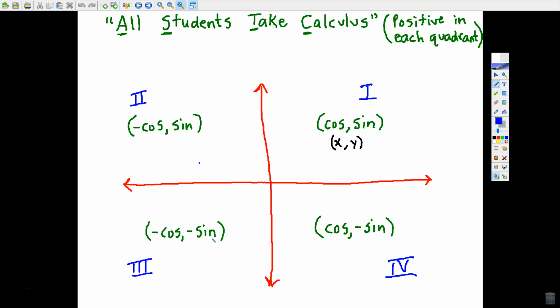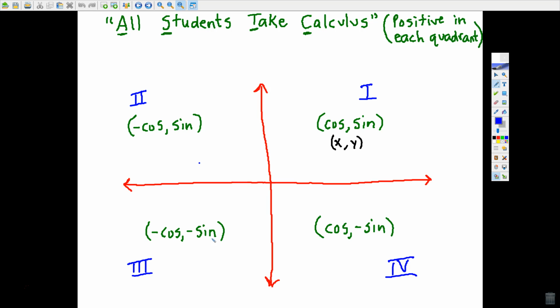The A means that in quadrant 1, everything's positive. Sine, cosine, tangent, and all the reciprocals, everything is positive in quadrant 1. In quadrant 2, the S means that only sine is positive. And of course, if sine is positive, then the reciprocal of sine, which is, what's the inverse of sine? Cosecant is positive. So the S means sine is positive in quadrant 2.